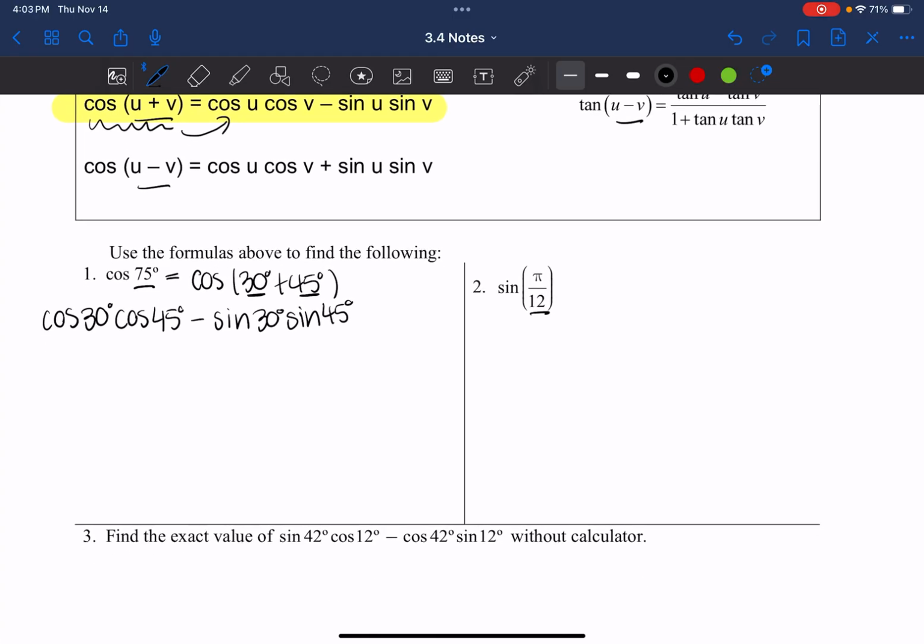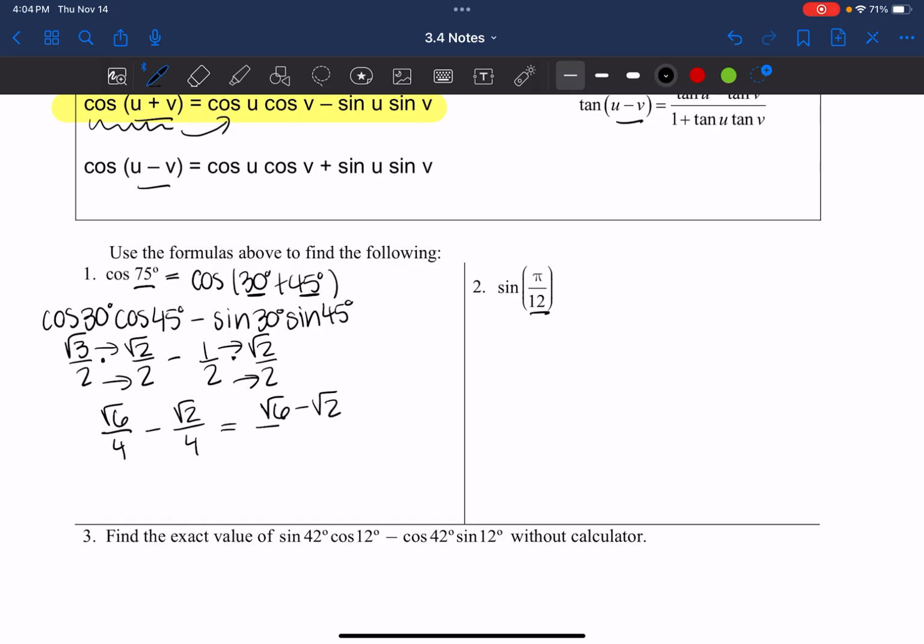This is where we do need to remember our ratios from the unit circle. Cosine of 30 degrees is square root of 3 over 2, times cosine of 45 degrees, which is square root of 2 over 2, minus sine of 30 degrees, which is 1/2, times sine of 45 degrees, which is root 2 over 2. So I multiply my fractions here. Square root of 3 times square root of 2 is square root of 6, over 2 times 2, which is 4, minus 1 times root 2 is root 2, over 2 times 2 is 4. We do have a common denominator, but root 6 and root 2 are not like terms, so I can't combine them, but I can put them over our common denominator of 4.